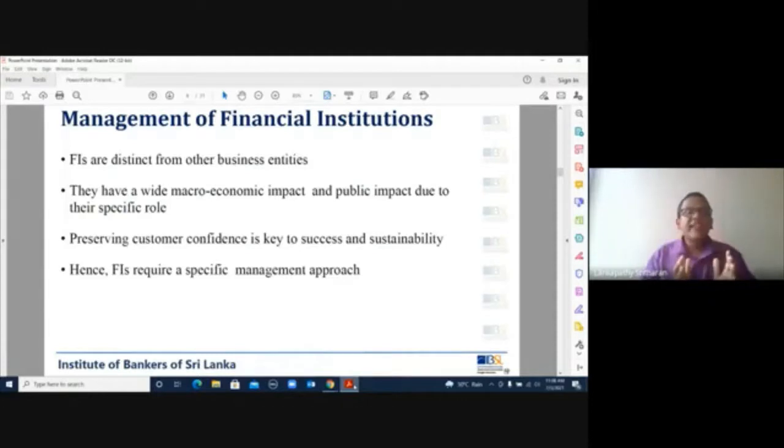That is one of the reasons why the central bank or other regulators have very stringent rules and regulations for finance institutions, particularly banks and finance companies, because they are running with other people's money, the depositors' money. For example, in the general pattern, nearly 10% or 12% of their liability will be equity, and nearly 70% of their liability will be deposits mobilized from the general public.